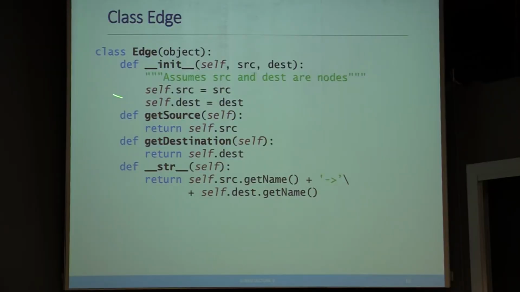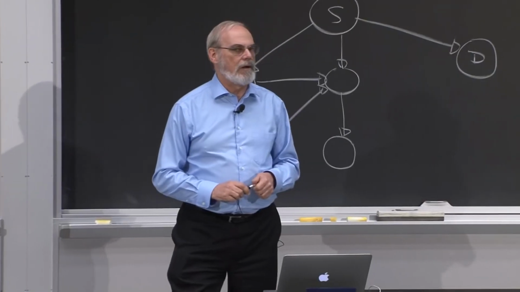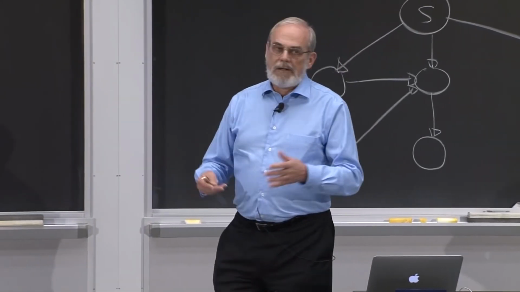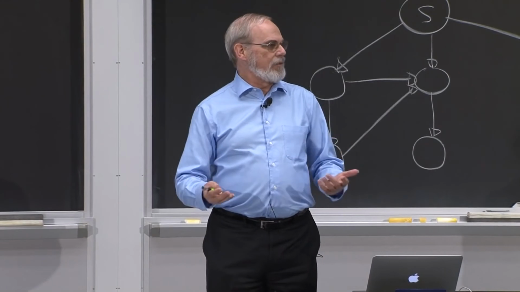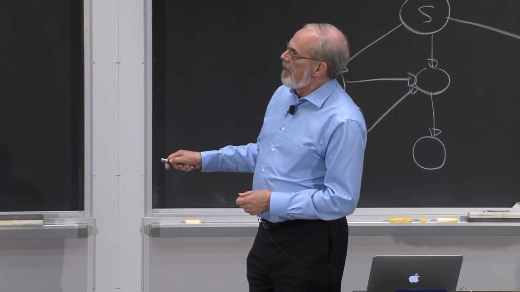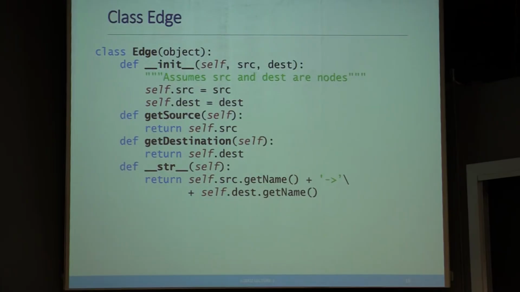And what will I do? Inside of the edge, I'm going to set internal variables for each instance of the edge. Source and destination are going to point to those nodes, to those objects that I created out of the node class. The next two things are straightforward. I can get those things back out. And then the final piece is, when I want to print out what an edge looks like, I'm going to ask that it print out the name of the source, and then an arrow, and then the name of the destination. So notice what I do there.